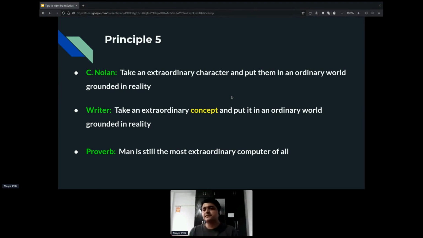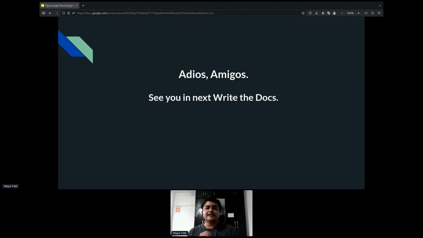Just like the suspense and thriller of Dark Knight and Inception keep the audience engaged, in terms of superheroes or dreams, the simple concept is what we generally think of as a common man. Likewise, writers should play to their strengths to simplify the subject matter as much as they can, so that the customer feels attached to it. And the proverb: man is still the most extraordinary computer of all. This is the end of my lightning talk.